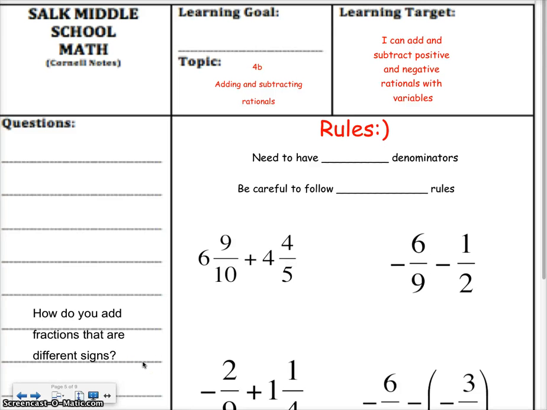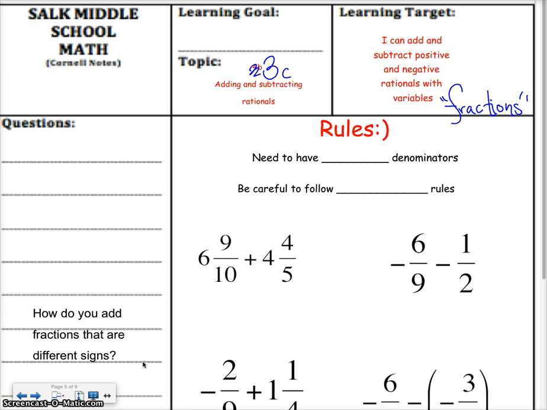Okay, we are moving on to adding and subtracting rationals, and oopsies, we're not in our fourth unit. We are in our third unit lesson of Unit 3, so call it 3C. We're going to add and subtract rationals, specifically fractions, though. I can add and subtract positive and negative rationals with variables. We are focused solely on fractions today.